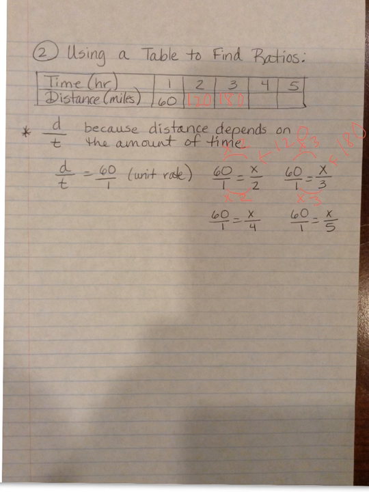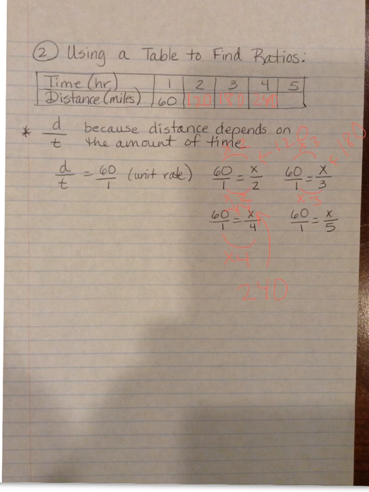Moving on, if my unit rate is 60 to 1 and I set up a proportion with equal ratios, I go from 1 to 4, I have to multiply by 4. So 60 times 4 is 240. And I'm going to have to draw an arrow because I didn't leave myself enough room. So underneath the 4, you're going to put 240.